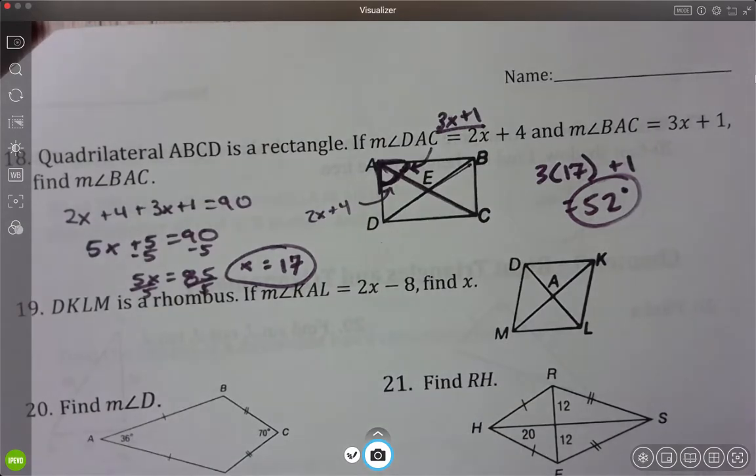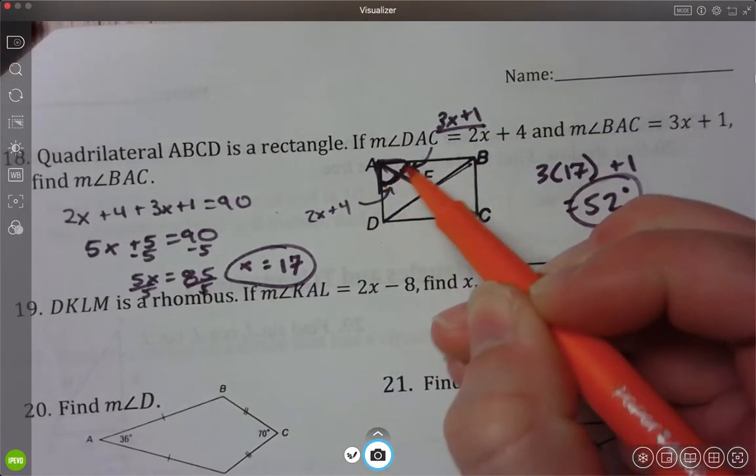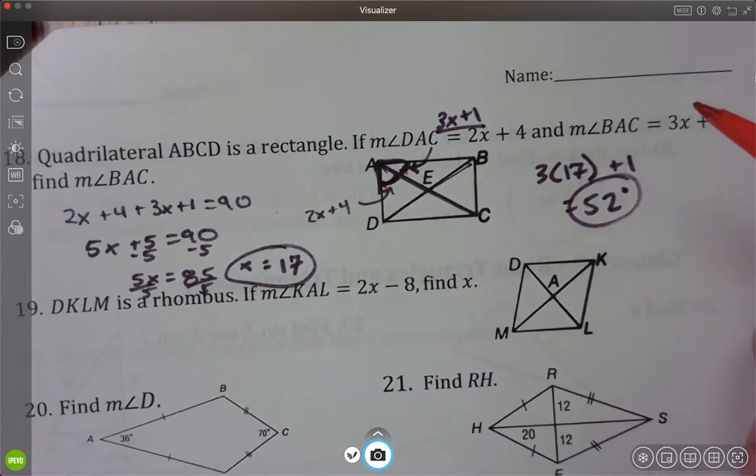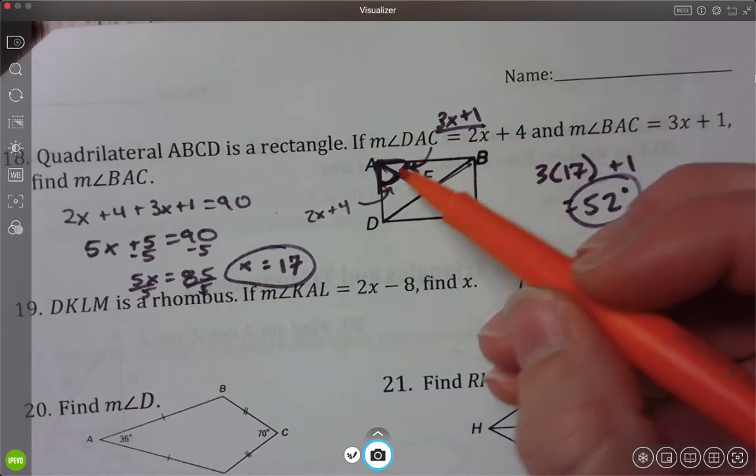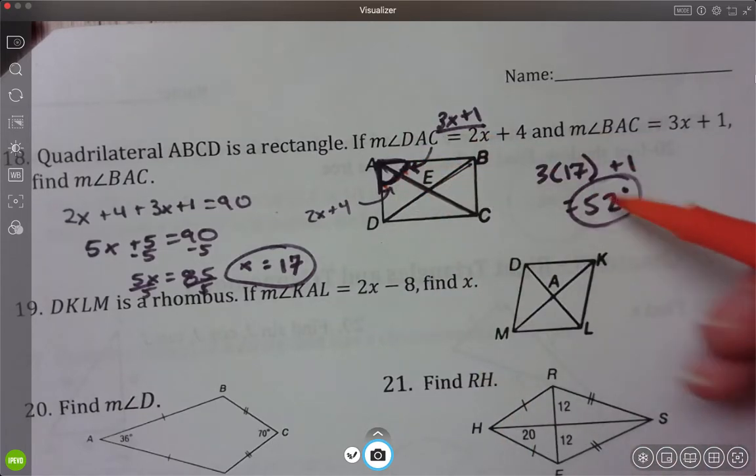So notice that it's not necessarily the case that these two angles are going to be the same measure. Because they're not both 45s, even though they will add up to be 90, they're not both going to be the same measure. This top one is 52, and the other one is like, I don't know, 38 or whatever the rest of that is, okay?